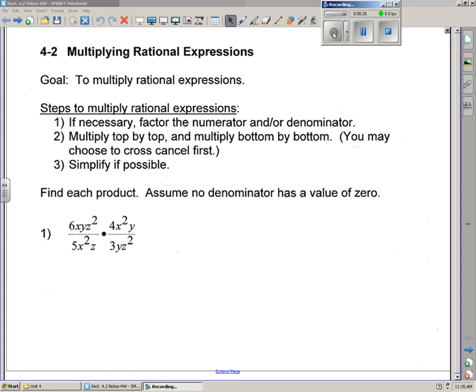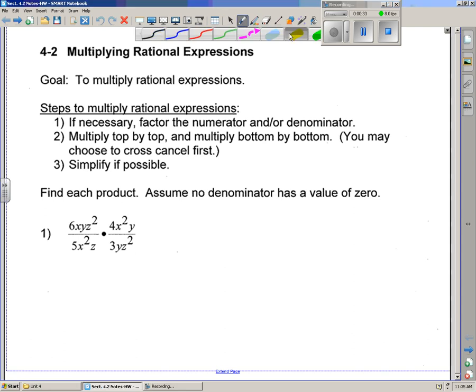So you're going to be finding each product, and you're going to assume that no denominator has a value of 0. What that means is that we don't have any restrictions to worry about, okay? So we're not worrying about any restrictions like we did in the lesson from yesterday. This first one is an old problem.